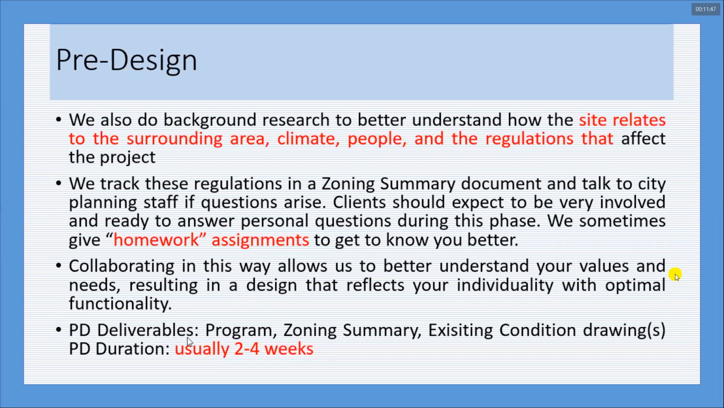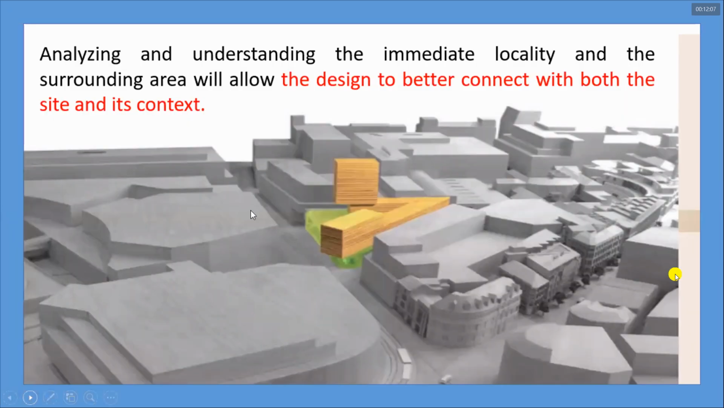So here we have deliverables. Deliverables are actually PD deliverables. They help you show what documents you are collecting by the end of this phase. And the next, the PD duration, is the time which you require for the completion of this phase, that is roughly 1 month or 2 to 4 weeks.